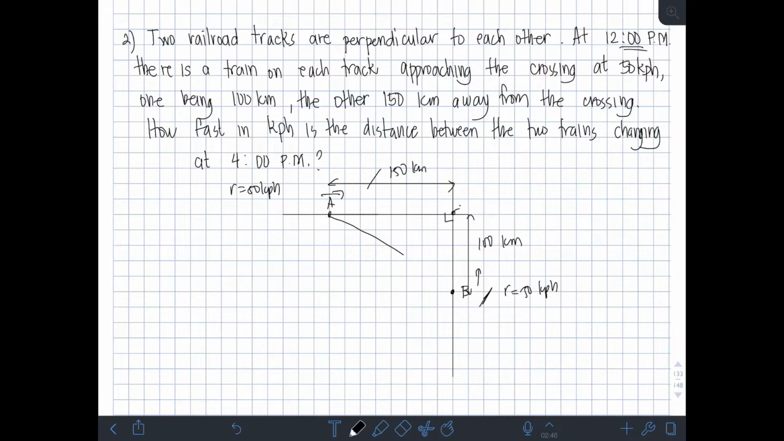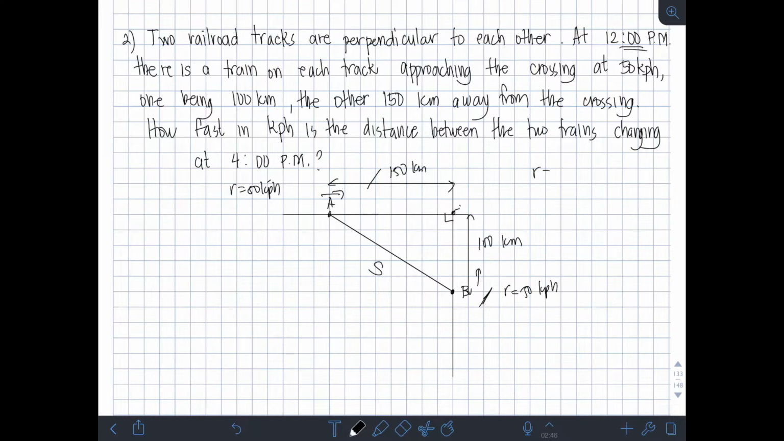Diba ito? From point A to B, ito yung initial distance nila, let's say S. Kaso nga, dahil nag-move sila at specific rate na 50 kph, so let's say, nakapag-move sila ng distance along the two railroad tracks after 4 hours, kasi 4 p.m. So, meron na silang distance traveled. So, ano yun? Paano mako-compute yun?